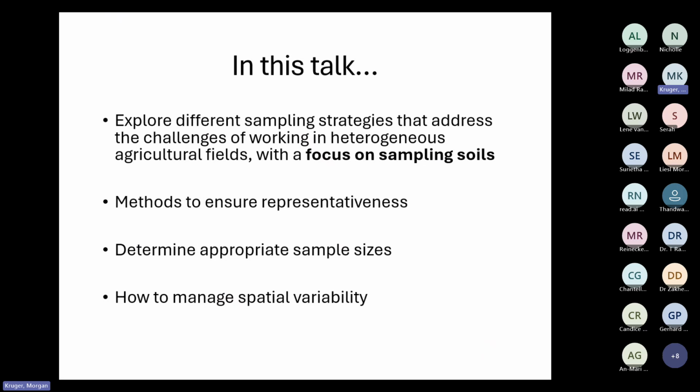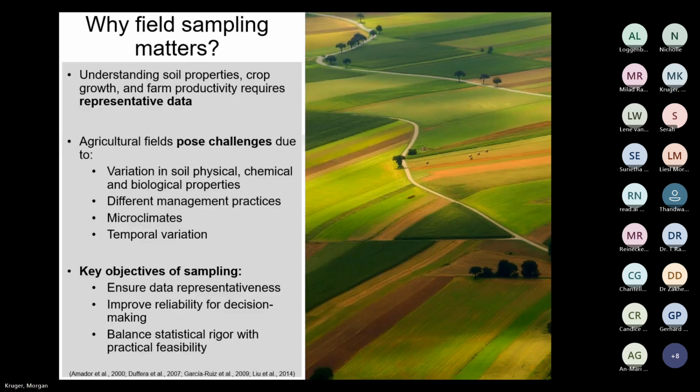So in this talk, I'll explore different sampling strategies that address challenges working in heterogeneous agricultural fields with a focus on sampling soils. I'll also discuss the methods to ensure representativeness and how we determine appropriate sampling sizes, as well as manage things like spatial variability. And again, I can't cover much of the content from all of these topics, but I touch on some of the things that I have worked with and that I do know.